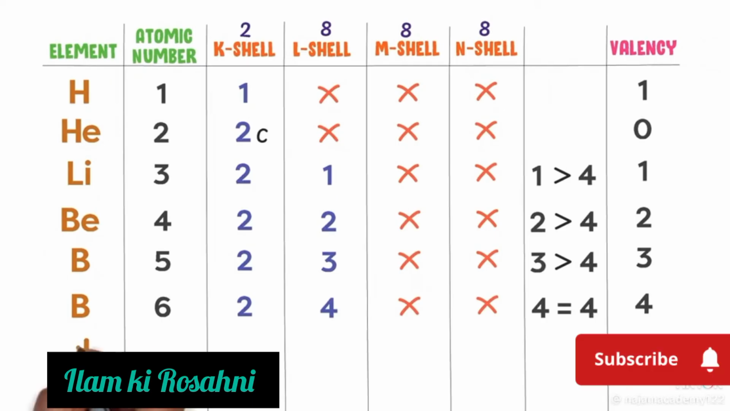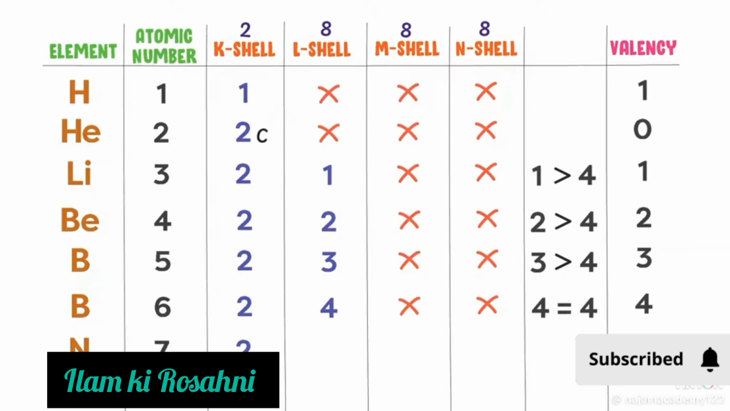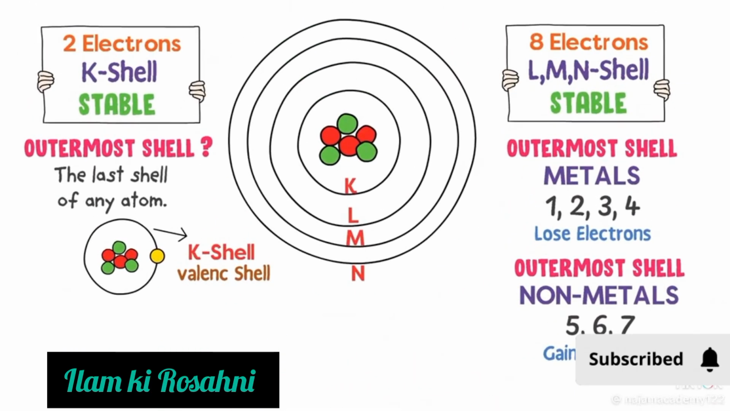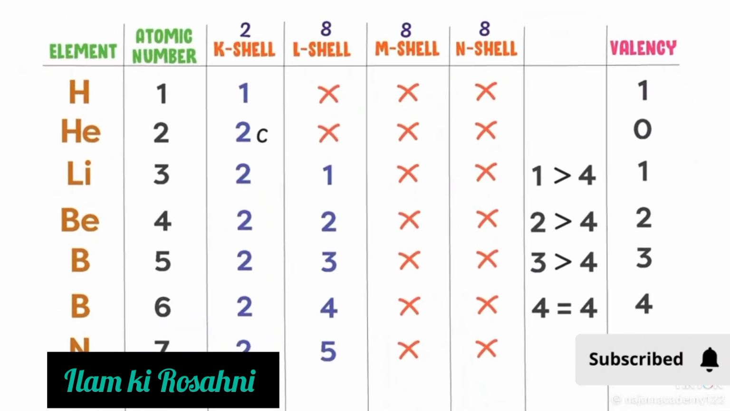The seventh element is nitrogen and its atomic number is 7. There are 2 electrons in K shell and 5 electrons in L shell of nitrogen. We have learned in the previous slide that if there are 5, 6 or 7 electrons in the outermost shell of an element, it is a non-metal and they gain electrons. Therefore, nitrogen is a non-metal due to 5 electrons in the outermost shell. We know that nitrogen needs 3 more electrons in L shell to attain stability. As 5 is greater than 4, 8 minus 5 is equal to 3. Thus the valency of nitrogen is 3.